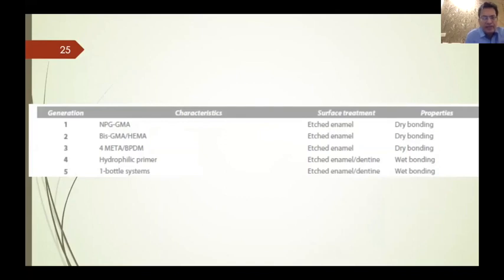These are the different generations of bonding agents used, because we are dealing with enamel. You know, the difference between orthodontic and dental bonding is that the dentists are working on dentine while we are working mostly on enamel. So generation 1 is NPG-GMA, generation 2 is HEMA, generation 3 is 4-META, and generation 4 and 5 are basically used in wet conditions, the hydrophilic primers and the one bottle systems.